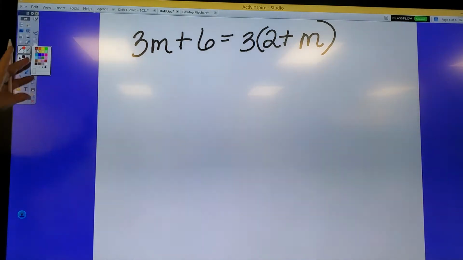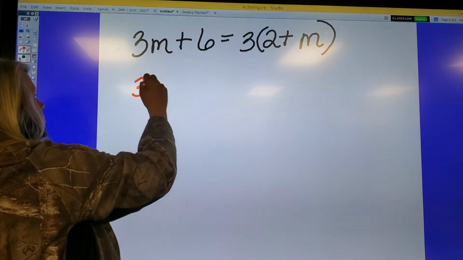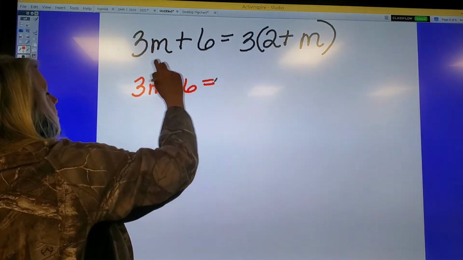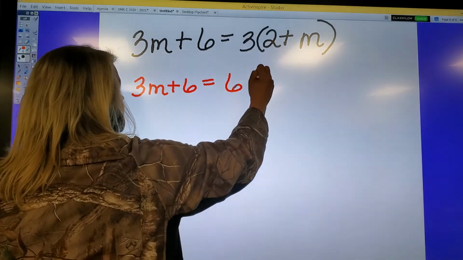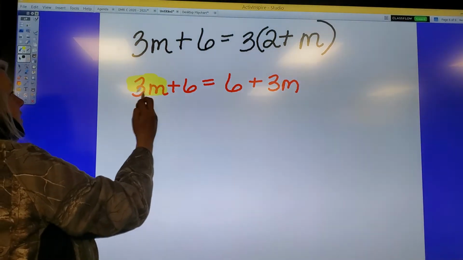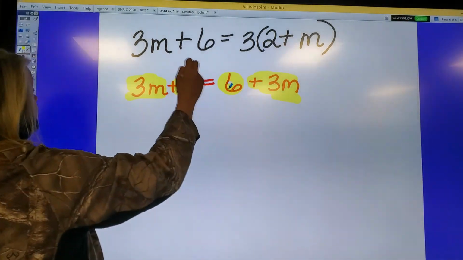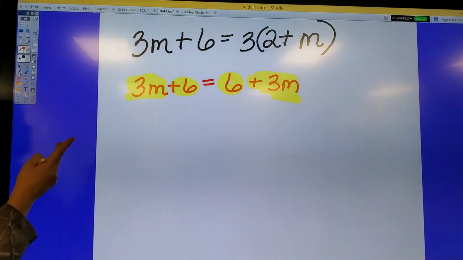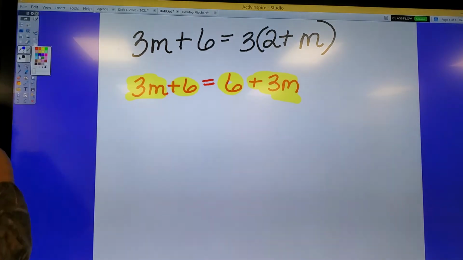Alright, so before we decide anything, we have to distribute. We have to simplify. There's nothing we can do over here, no terms we can combine or anything like that. But on the right side, we can distribute. So 3 times 2 is 6. 3 times m is 3m. So I notice this has a 3m, this has a 3m, this has a 6, this has a 6. So even though the terms are in a different order, it's still exactly the same thing. So my answer is all.